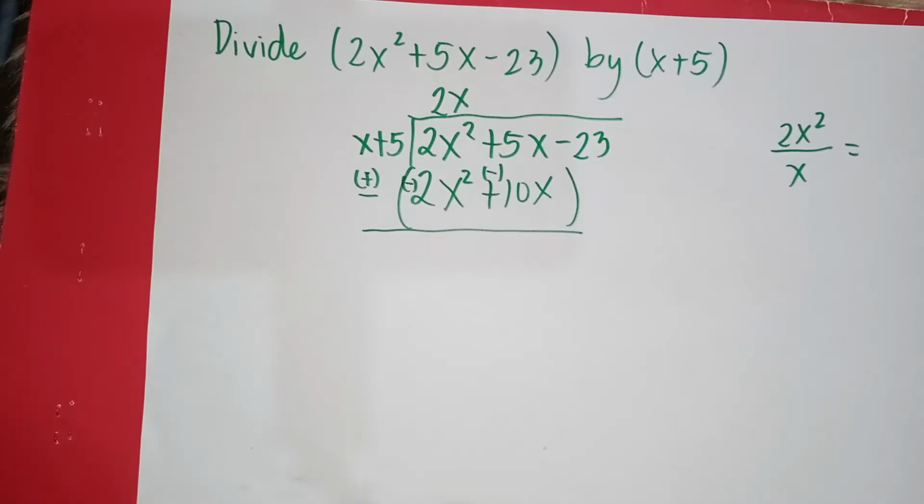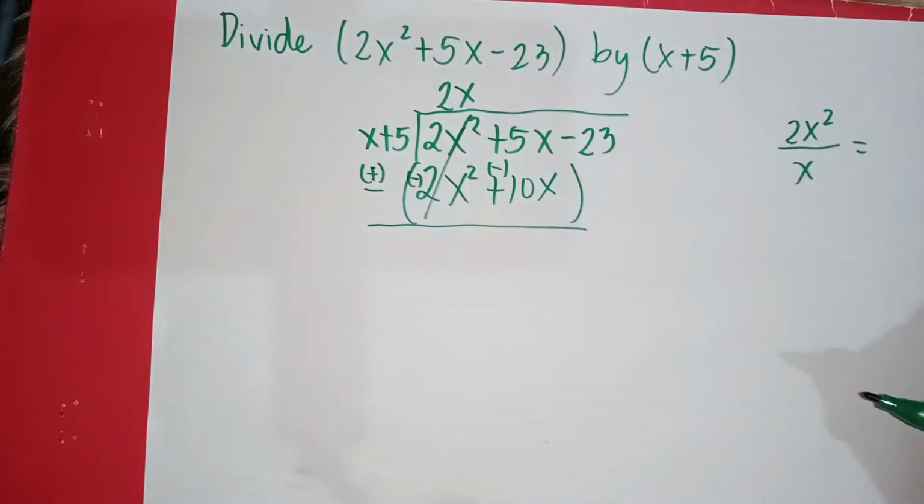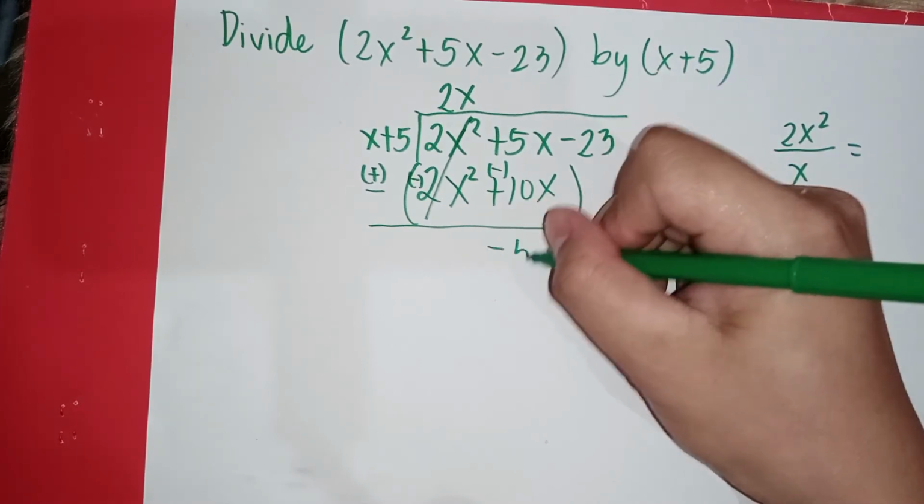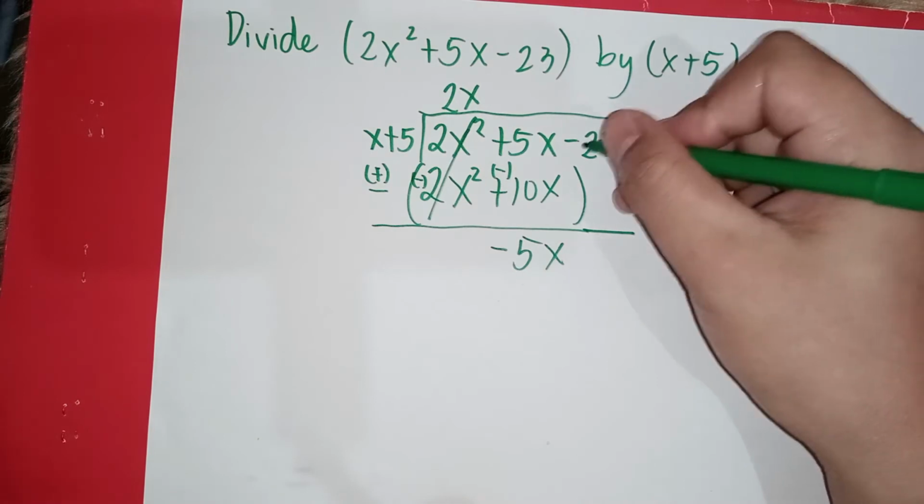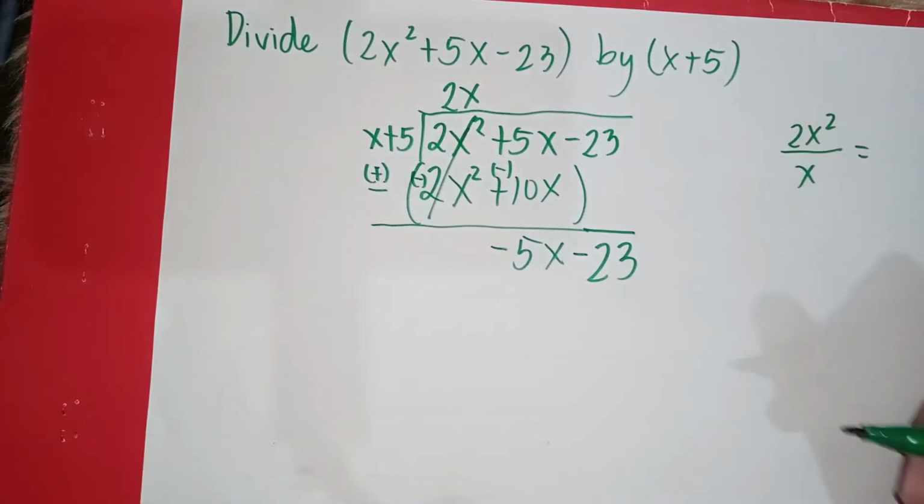Okay? So, yan yung gagawin ninyo mga boss. So, 2x squared plus negative 2x squared, that is 0. So, 0 na po ito. Okay? 5x plus negative 10x, that is negative 5x. Okay? Then, you bring down the last term, that is negative 23 or minus 23.